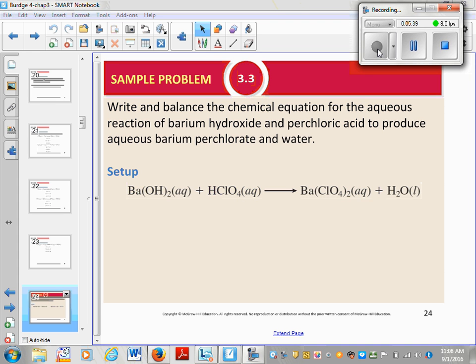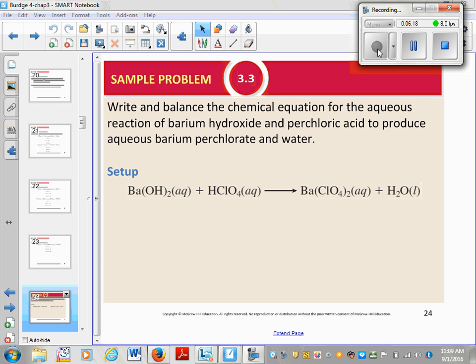So now you look at the hydrogens. On the left, how many do I have? 2. How many do I have here? 2. I have 2 from the OHs, 2 from the HClO4. So I have 4 hydrogens on the left. I got 2 on the right, so what do I have to put in front of the H2O? 2.